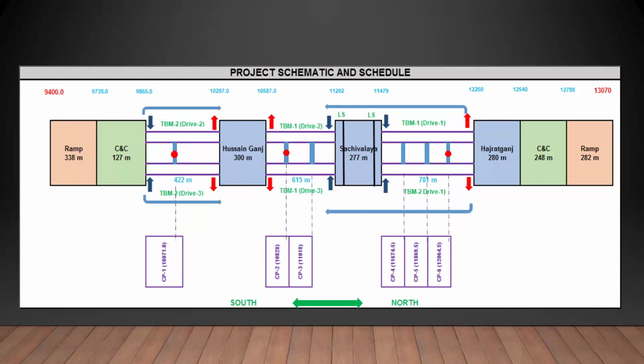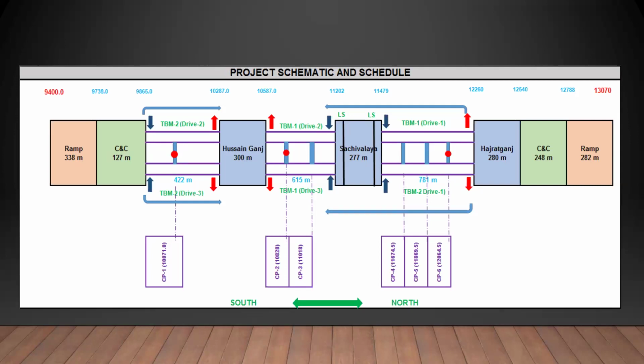This is the schematic layout of the Lucknow Metro tunneling project. The total length is 3.67 kilometer. So there are three underground stations, namely Husainganj, Sachivalaya, Hazratganj. Then both ends of the tunnel have cut and cover tunnel. Here you can see the cut and cover tunnel is mentioned with the dimensions of 127 meter and 248 meter along with ramp.